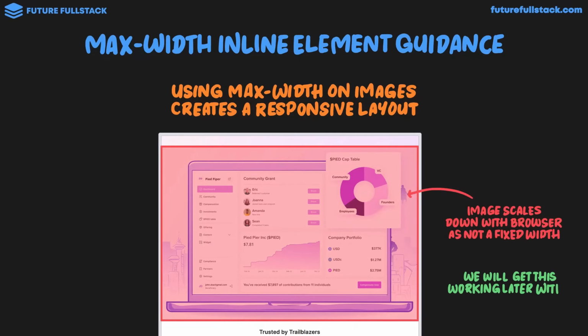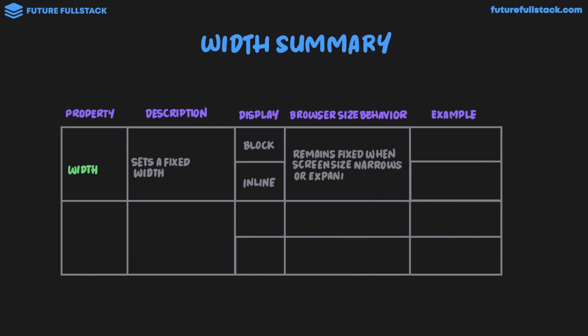Over the next few chapters, I'm going to be building up a width summary table, just to help see these different properties in relation to one another. Let's start with the property width. This sets a fixed width. For block and inline elements, the elements remain fixed when the screen size narrows or expands.